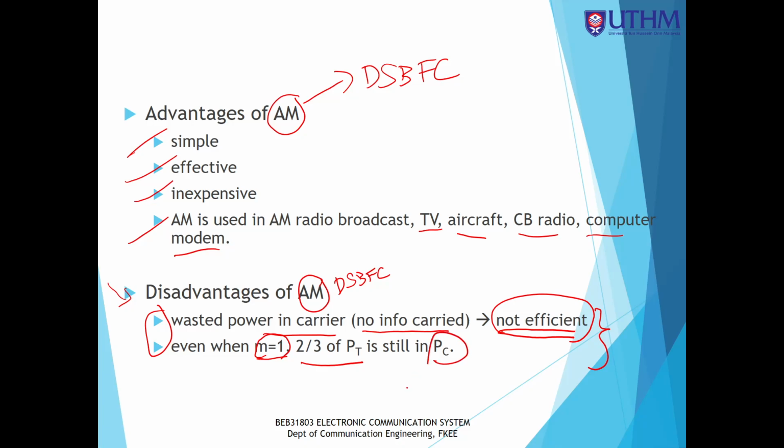So how to improve this? We can use multiplexing, one of the methods. Okay, multiplexing, so that we can utilize the power of the sideband. We can increase the power of sideband by having many inputs transmitted simultaneously using one carrier. Okay.